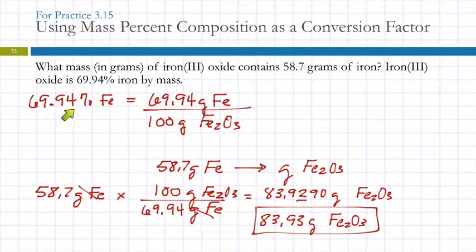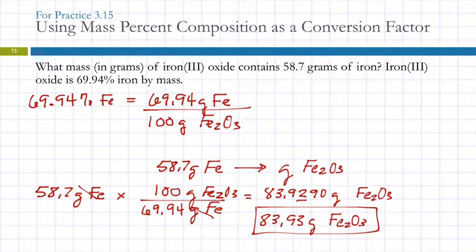In a percentage like this, 69.94 has 4 significant figures. When we write it like this, we're meaning 69.94 grams of iron per exactly 100 grams. The uncertainty comes in this number. This one's exact. So this conversion here has 4 sig figs. Oh, what did I do? I screwed up, didn't I? See that? How many sig figs here? Only 3. So I rounded it incorrectly.